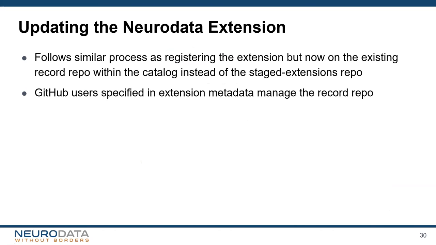If you want to update the Neurodata extension after you've registered it in the catalog, it's a similar process, but now you're going to fork the catalog entry repo and update that and submit it back as a pull request onto that catalog repo.